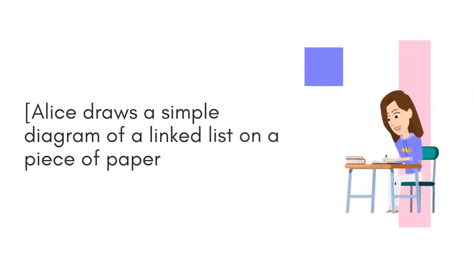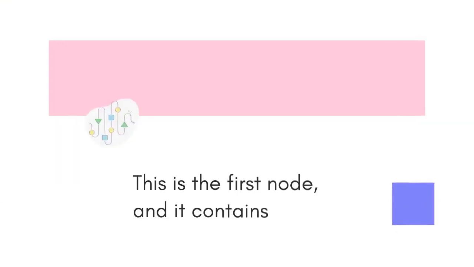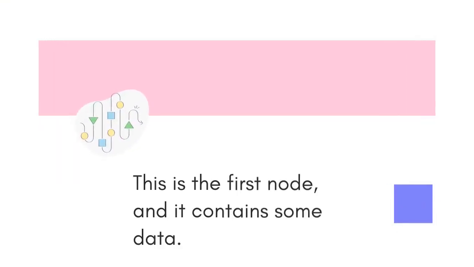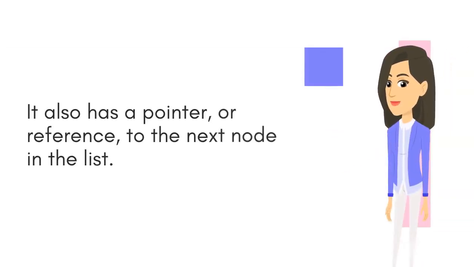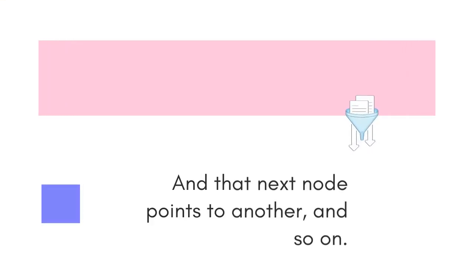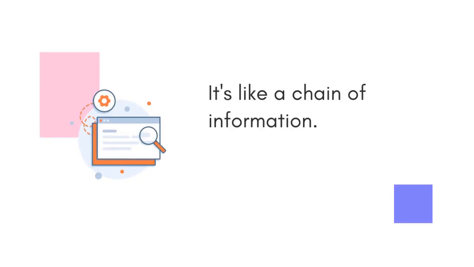Alice draws a simple diagram of a linked list on a piece of paper. Alice, "See this? This is the first node, and it contains some data. It also has a pointer, or reference, to the next node in the list. And that next node points to another, and so on. It's like a chain of information."